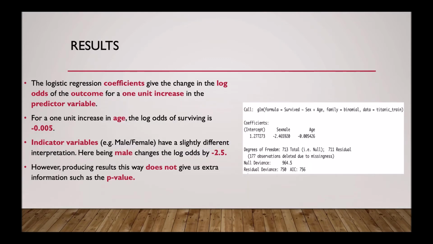So here are our logistic regression coefficients. These give you the change in log odds of the outcome for a 1 unit increase in the predictor variable. For example, for a 1 unit increase in age, the log odds of surviving is minus 0.005. Indicator variables, such as male or female, have a slightly different interpretation. Here, being a male changes the log odds by minus 2.5. However, viewing results this way does not give us any extra information, such as the p-value.